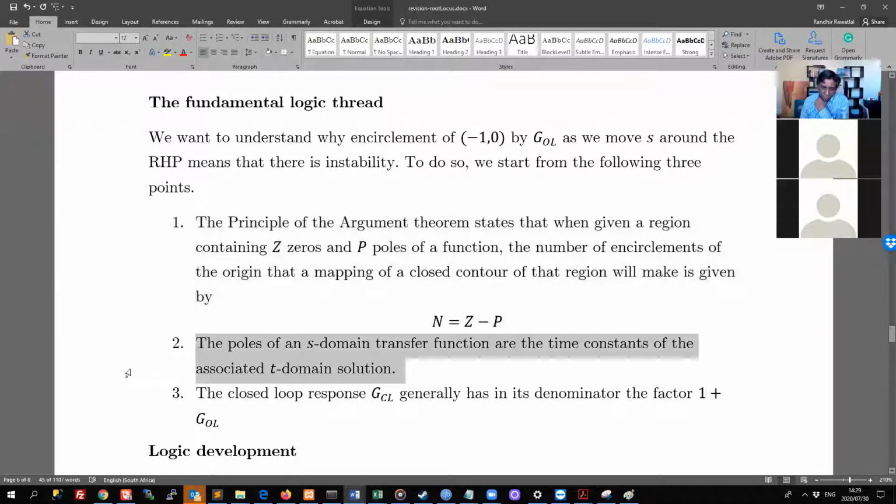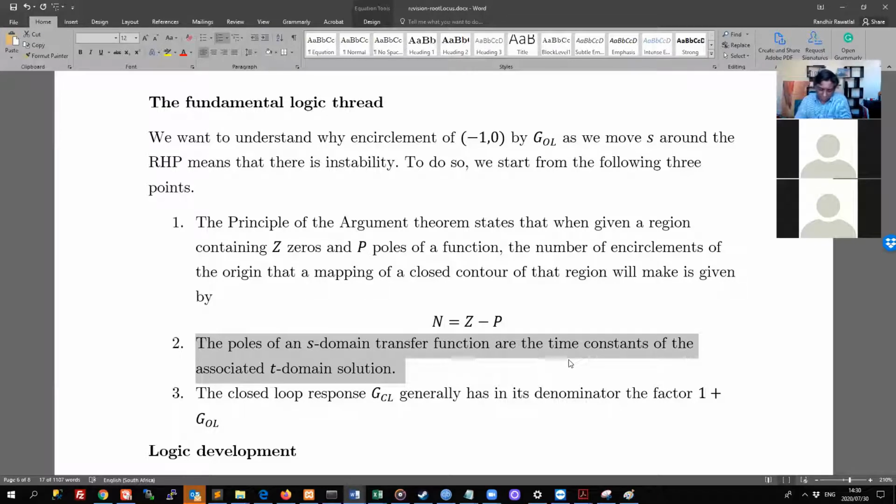Then the second thing we have here is something we discussed right at the beginning. We said that when you have your function and you find the poles of your transfer function, then the pole of the transfer function is the time constant in your time domain function.